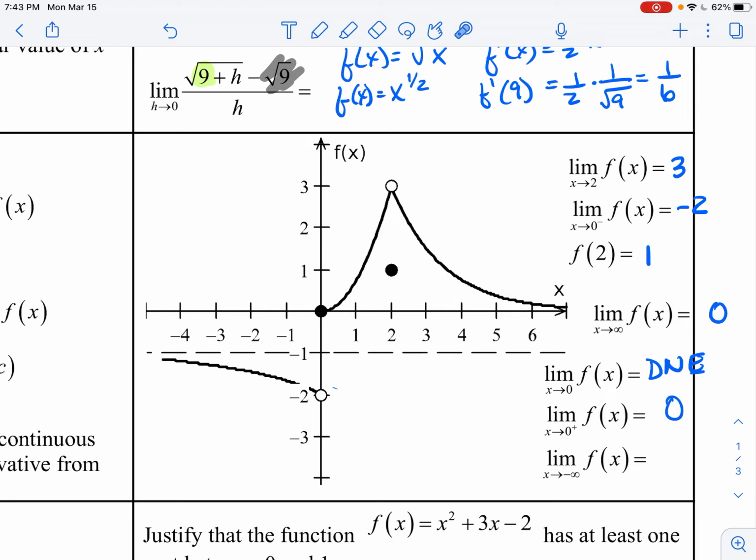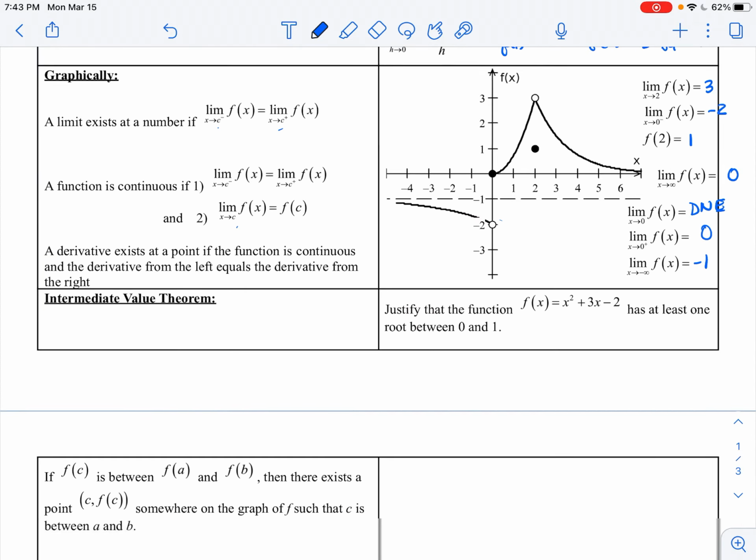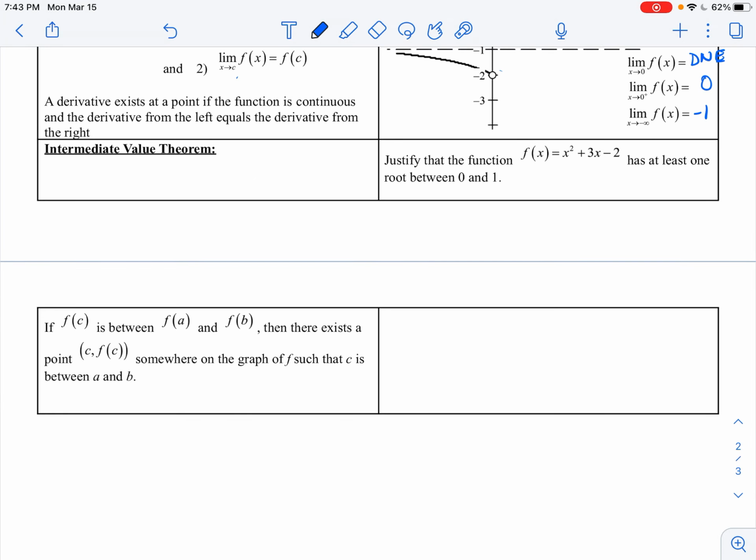And then the very last problem, the limit as x approaches -infinity, so we want to go all the way to the left of the graph. It looks like we have this horizontal asymptote at -1, so I'm going to say that my y value is going to approach -1. The last thing we'll look at today is the intermediate value theorem. And here's the definition. If f of c is between f of a and f of b, then there exists a point c, f of c, somewhere on the graph of f such that c is between a and b.